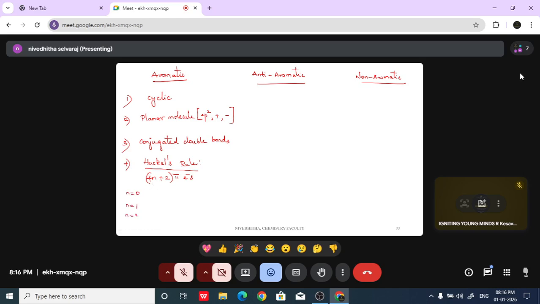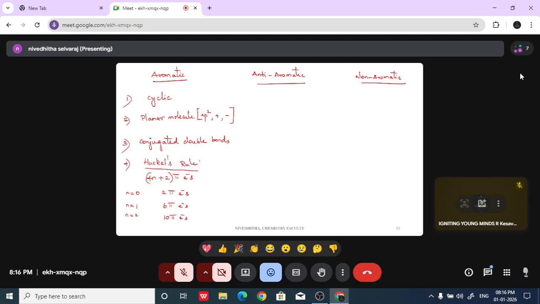If n is equal to 0, 4 into 0 is 0, 0 plus 2 is 2, so 2 pi electrons. If n is equal to 1, 4 into 1 is 4, 4 plus 2 is 6, so 6 pi electrons. If n is equal to 2, then 4 into 2 is 8, 8 plus 2 is 10 pi electrons. So if an organic compound has 2, 6, 10, 14, etc., this many pi electrons, that is considered to be aromatic.